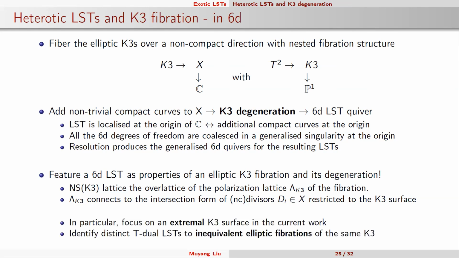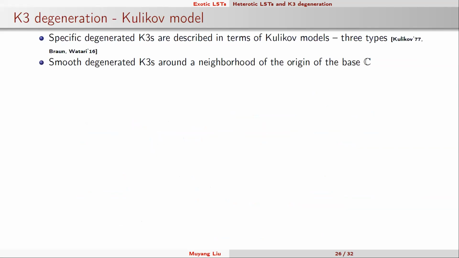And in particular, in our work, we focus on an extremal K3 surface, namely the one where the Picard rank is maximum, rank 20, and the total flavor group rank will be 18. We expected to identify distinct T-dual string theories associated to inequivalent elliptic fibrations of the same K3s.